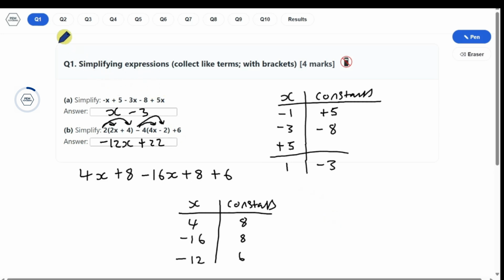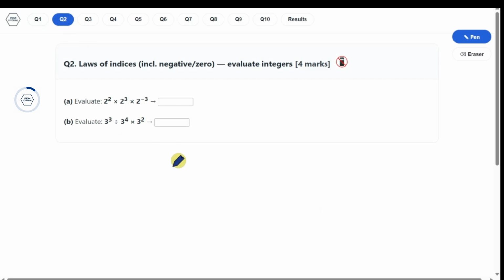Now let's look at question 2. So question 2 says evaluate 2 squared times 2 to the power of 3 times 2 to the negative 3. So we want to follow BIDMAS for this. So if we just write down BIDMAS, there's no brackets here. We do indices first, so we can see there are indices. There's no division, so we can cross out division. And there is multiplication. There's no addition and there's no subtraction.